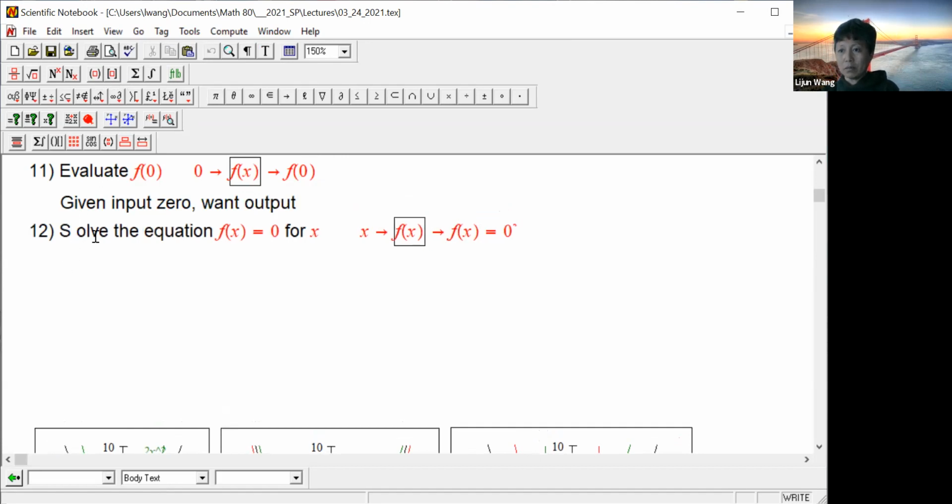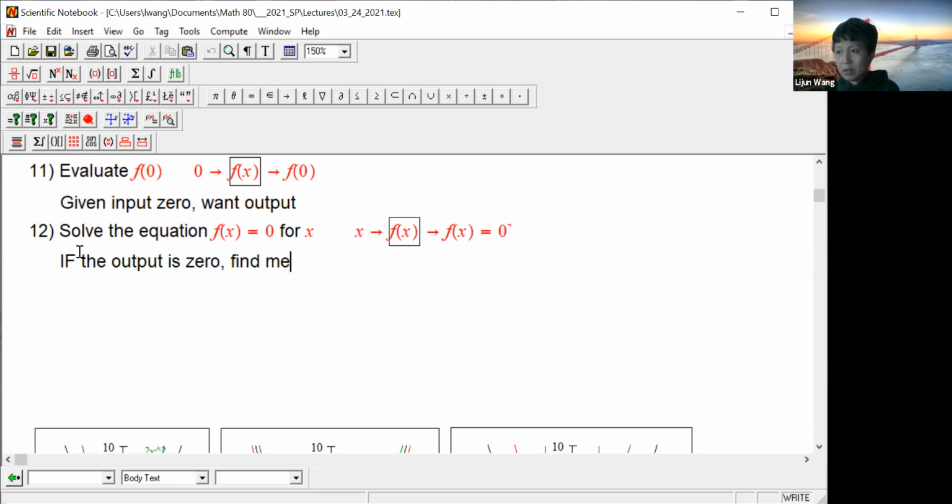In the second one, in number 12, it is saying if the output is 0, find me all the inputs. Does that make sense? That's the meaning. That's a difference in meaning. Okay, I'm so glad you got that. Does everybody get that?